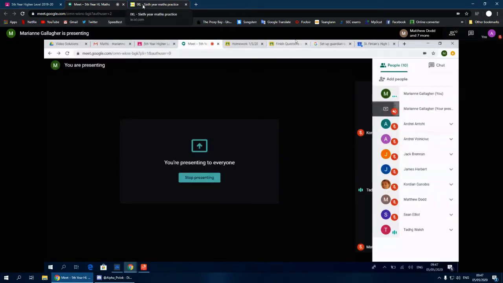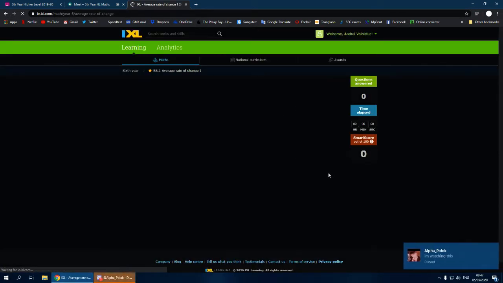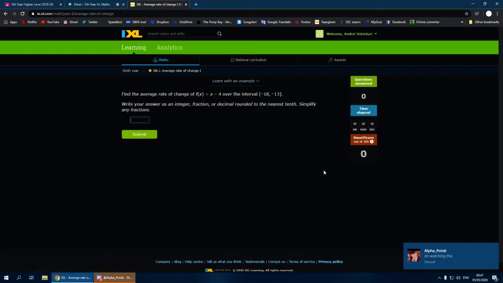For the average rate of change, I missed the start. You can see what's changing, so what's changed and how fast it's done. So what's your question? Find the average rate of change of k of x equals minus 2x squared over the interval 5 and 6.